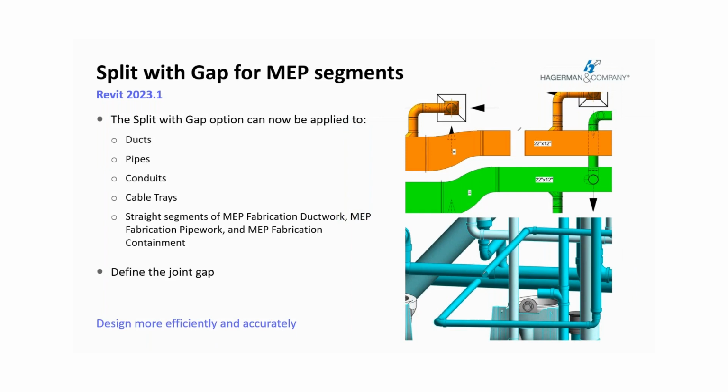Now, the next several slides will look at some MEP as well as fabrication parts updates in Revit 2023.1. You can now use the split with gap command with the following MEP elements: duct, pipe, conduit, cable tray, straight line segments of MEP fabrication ductwork, MEP fabrication pipework, and MEP fabrication containment. The ability to split with gap MEP elements will help you design more efficiently and accurately.